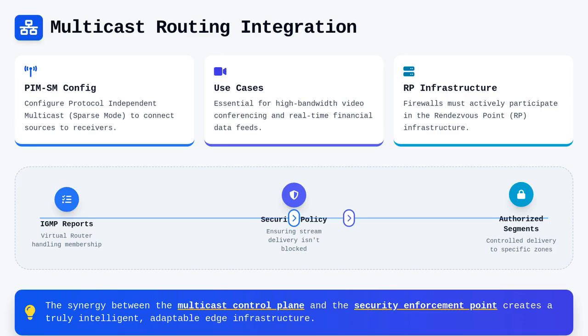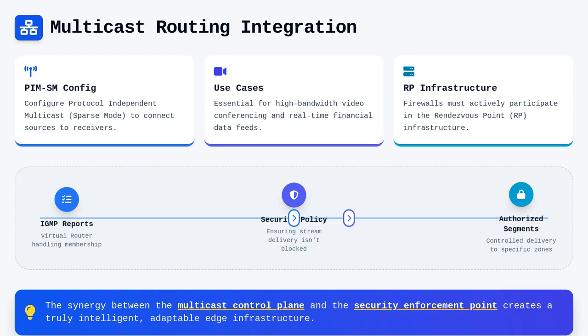Multicast routing completes our deep dive into advanced integration, requiring the configuration of PIM-SM to allow traffic from sources to reach interested receivers. In modern enterprise networks, multicast is often leveraged for video conferencing or financial data feeds, necessitating the firewall's ability to participate in the rendezvous point infrastructure.